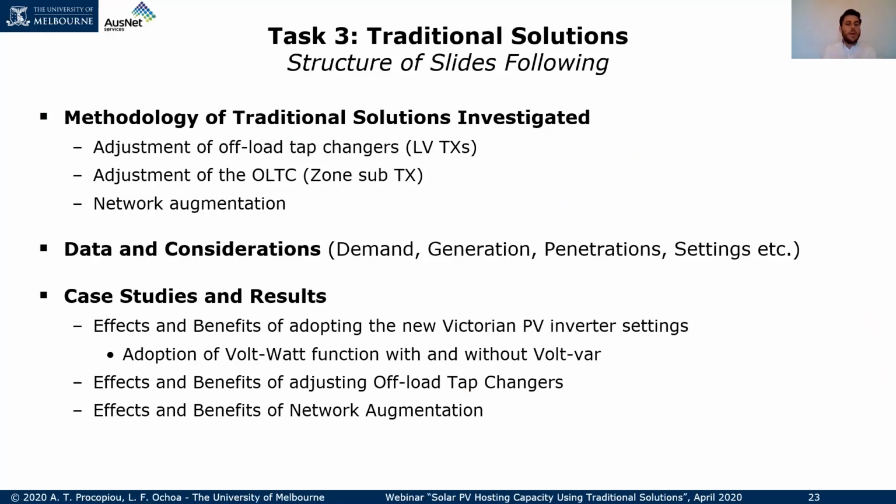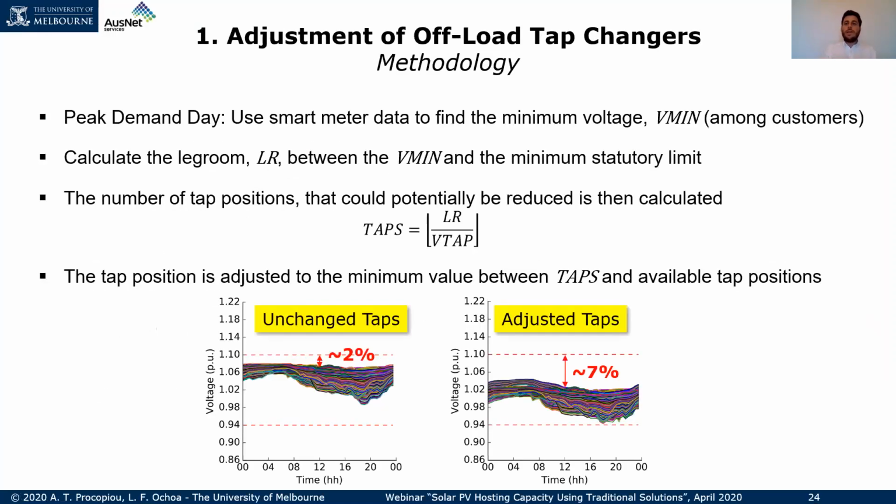The second one will be to understand the effects and the benefits once we adjust the offload tap changers on the lower substations. And finally, the network augmentation results, to understand what this means to the customers and the network as well. So as I said, we're going to start with the first methodology, which is how we adjust the offload tap changers. First of all, let's consider what an offload tap changer is.